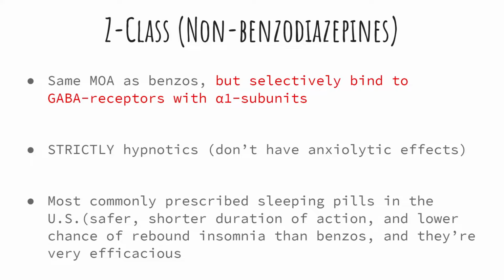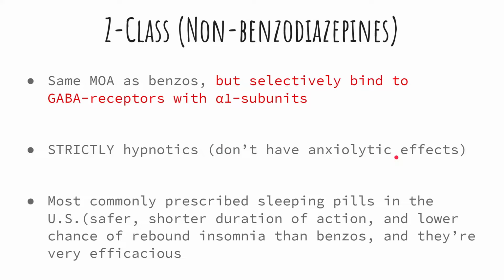Now these alpha subunits can be multiple things. They can be alpha-1, alpha-2, alpha-3, etc. So when the GABA receptor specifically has alpha-1 subunits, then this GABA receptor is used in the neurons for the regulation of sleep. Which means, because the Z-class, or the non-benzodiazepines, selectively bind to GABA receptors with alpha-1 subunits only, they are specifically targeted for insomnia, and they only act as hypnotics, and they don't work as anxiolytics. You know, they don't have an anxiolytic effect. These drugs are strictly hypnotics.